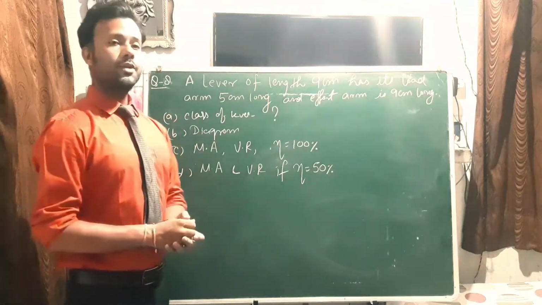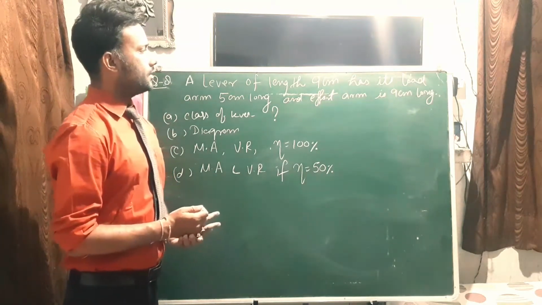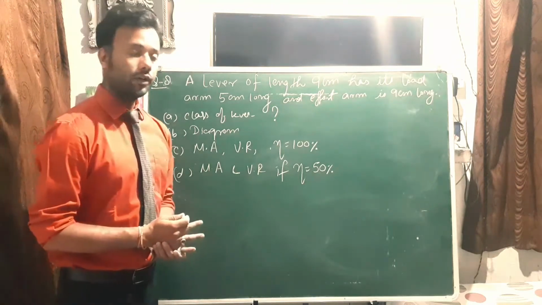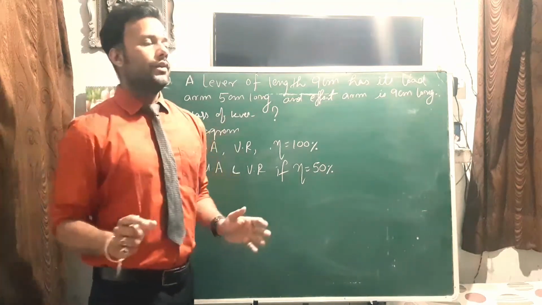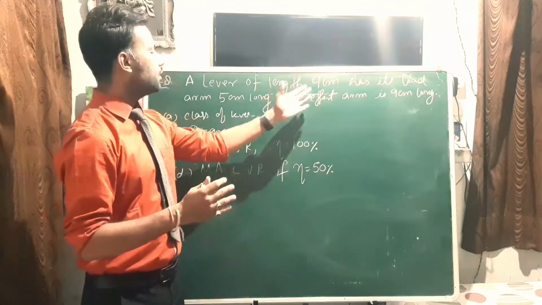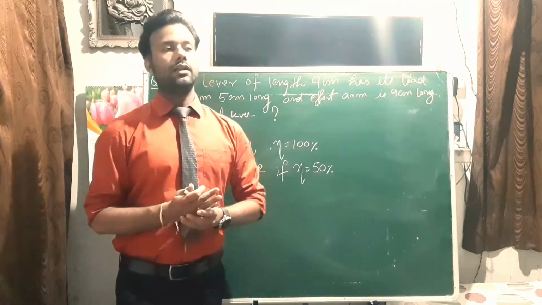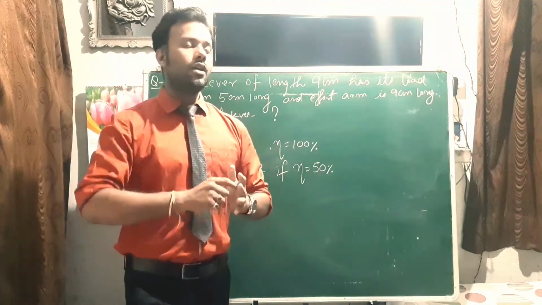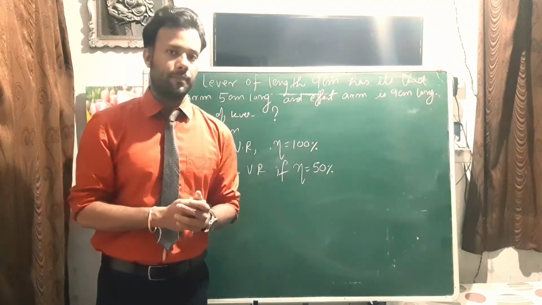This is the next question, question number 8. It says a lever of length 9 centimeter has its load arm 5 centimeter long and effort arm is 9 centimeter long. Now, see, by reading the question and by observing the figures given in the question, we can understand the class of lever. And to solve the numerical, it is very important to understand what category of the lever is given, right?